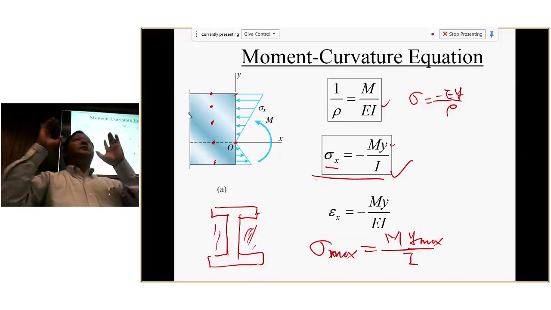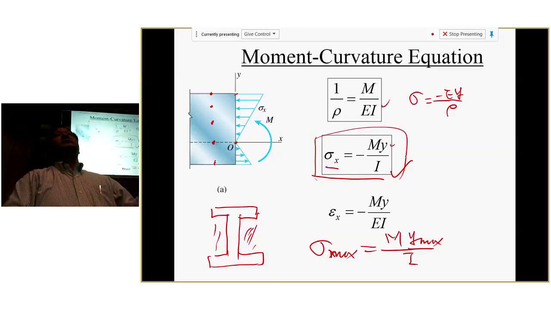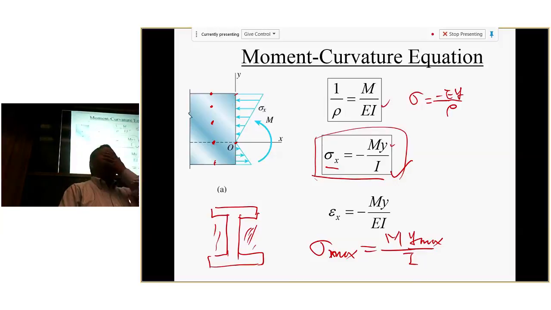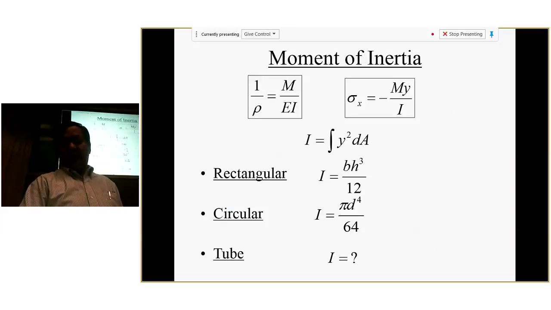In a nutshell, this is the key equation from today, how to calculate stress. If you want it easy and simple, it's just this one key equation. Any questions? No question? Okay.